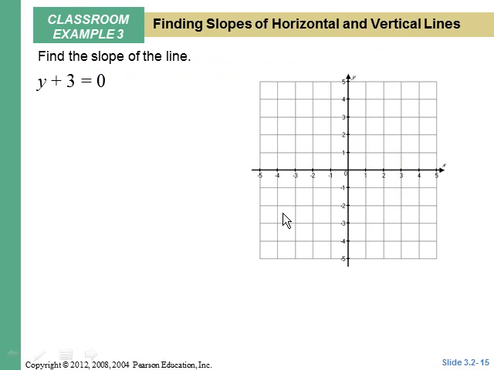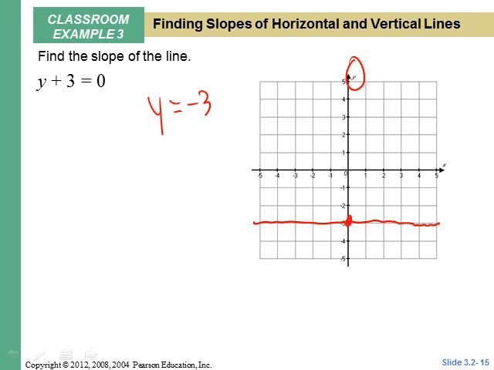Now, sometimes we have a horizontal or a vertical line. Y plus 3 is 0. How do you want to graph that? I guess I don't care. Y is negative 3, so we're going to put a dot here along the y-axis at negative 3, and it's going to be a horizontal line.